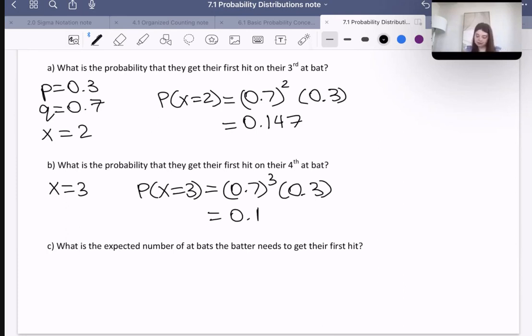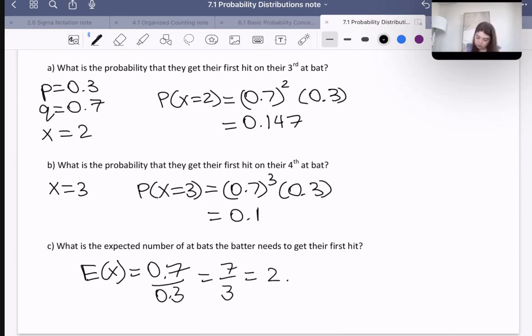And then last but not least, what is the expected number of at bats the batter needs to get a hit? Well, let's see. That's going to be Q over P, which is 0.7 over 0.3, which is 7 over 3, which is 2.33, or 2 and a third. So about 2, I guess slightly more than 2 technically, but the most likely whole number we would have is 2. That said, do keep the expected value like this at 2.33. Okay, very important to keep it this way. So basically, on average, we would need 2.33 at bats before we get that first hit.